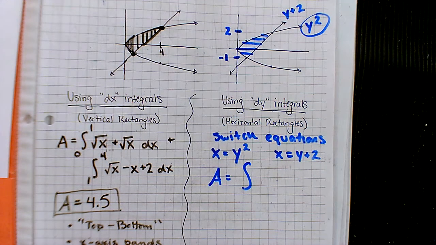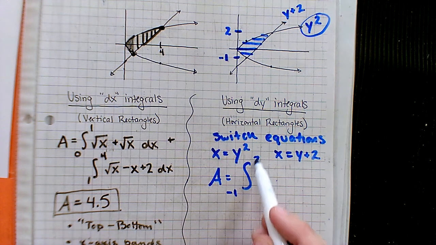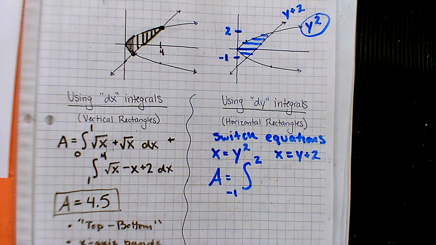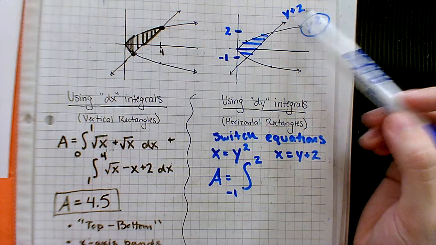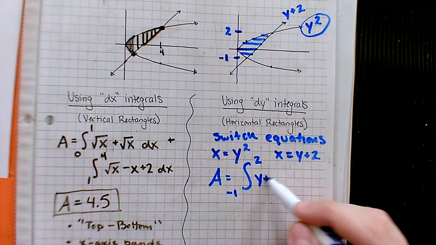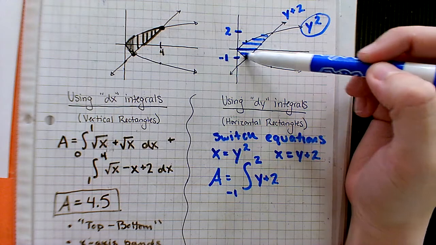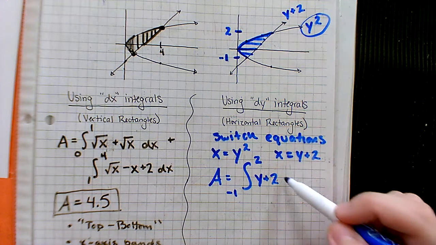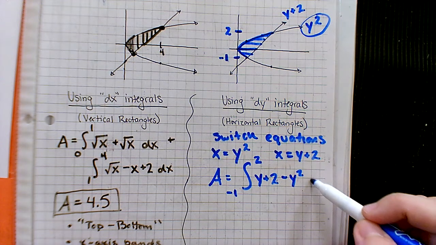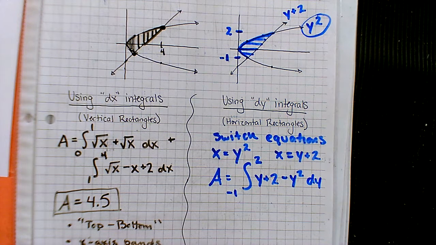Okay, the bounds are now on the y-axis instead of the x-axis. So we would need -1 to 2. Now we need the right function minus the left function. We said the right function we changed to y plus 2. And the left function is always that parabola, y squared. And since we're measuring to the y-axis, we need that dy on the end. We're just changing the variable we're using.